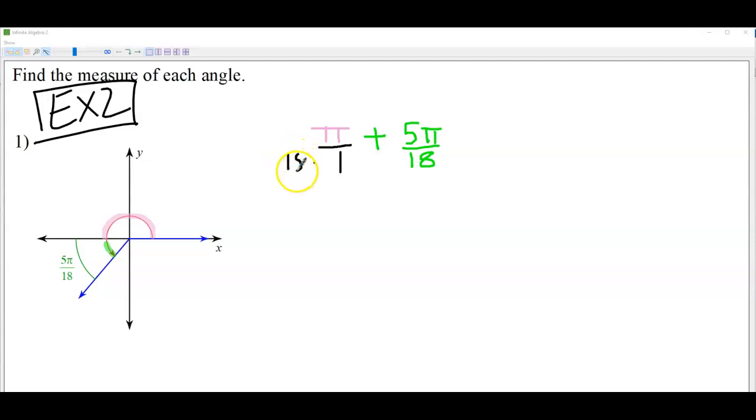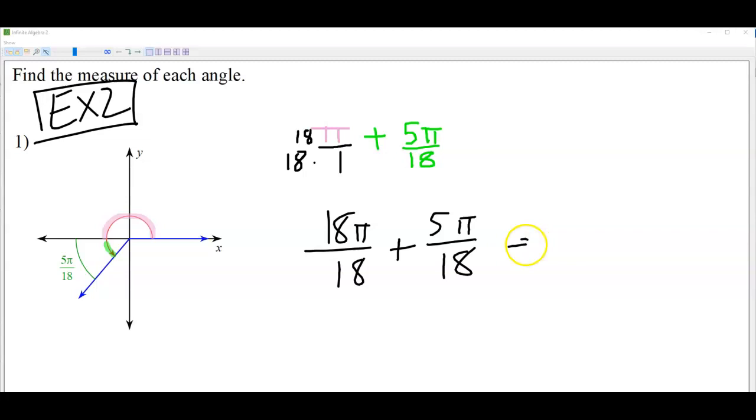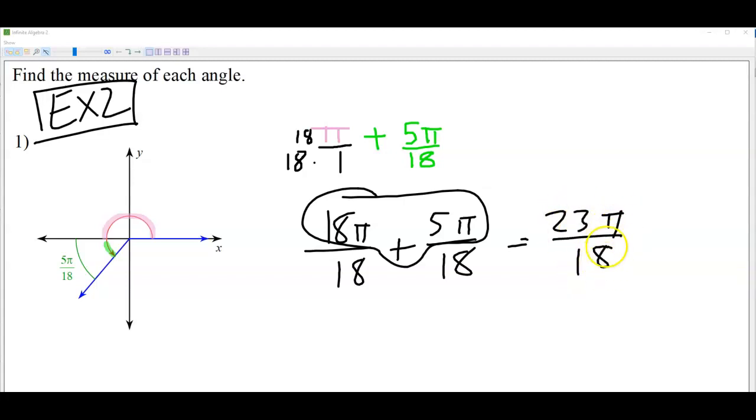So I'm going to multiply the top and the bottom here by 18. And this one's already 18, so I can leave it alone. And so I end up with 18 pi over 18 plus 5 pi over 18. And once you get that common denominator, you can just combine the numerators together. 18 and 5 makes 23 pi over 18. That would be our final answer. So you have to find the measurements of your pieces and add them together. And in that process, you're going to need to get a common denominator.